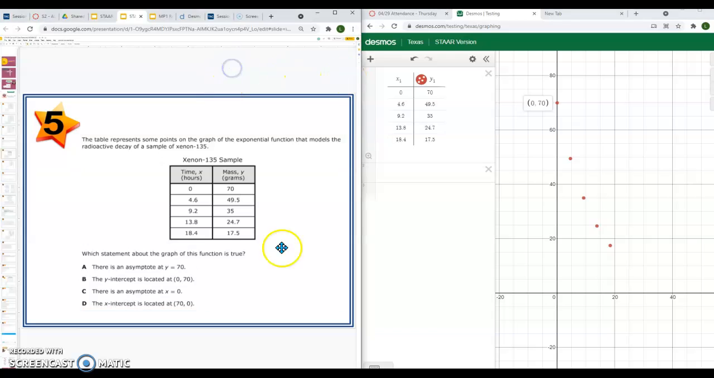With these kind of problems, guys, when they give you a table and they ask you stuff about the graph, go ahead and put that table, that points, on the graph. That way you can tell what they really want to ask.